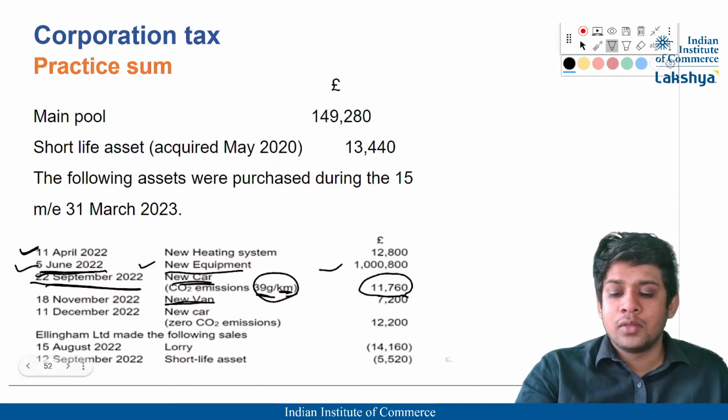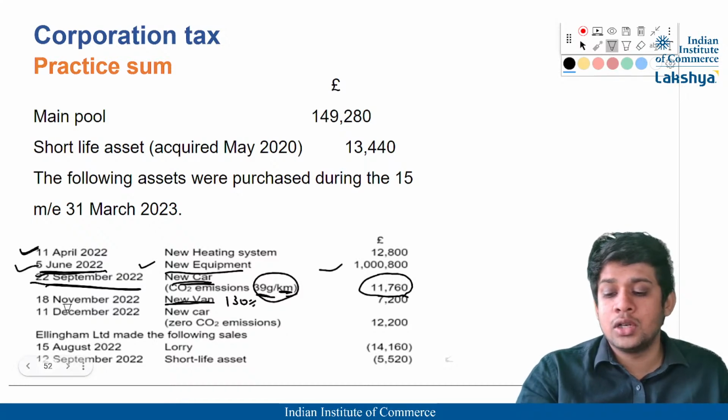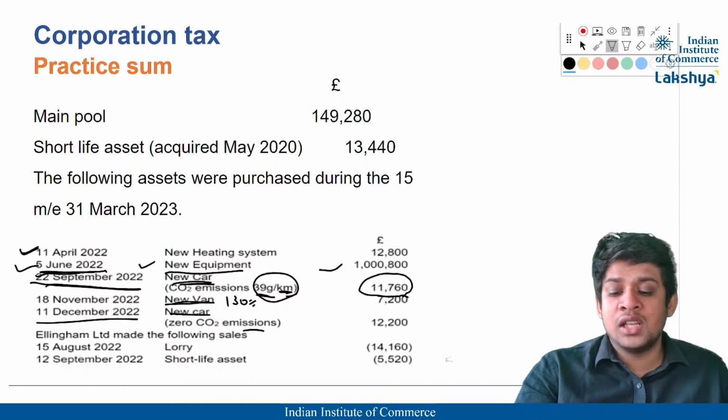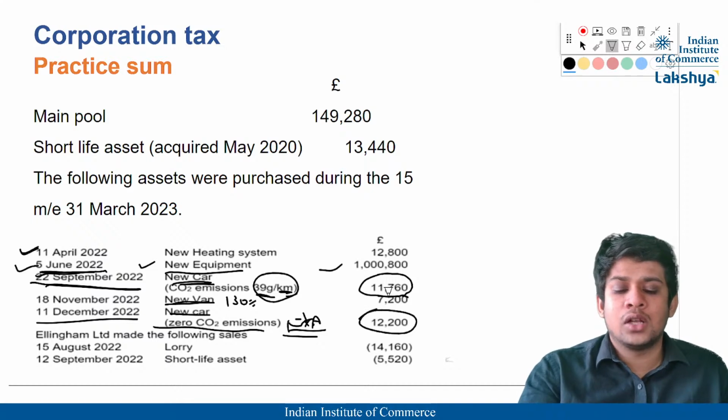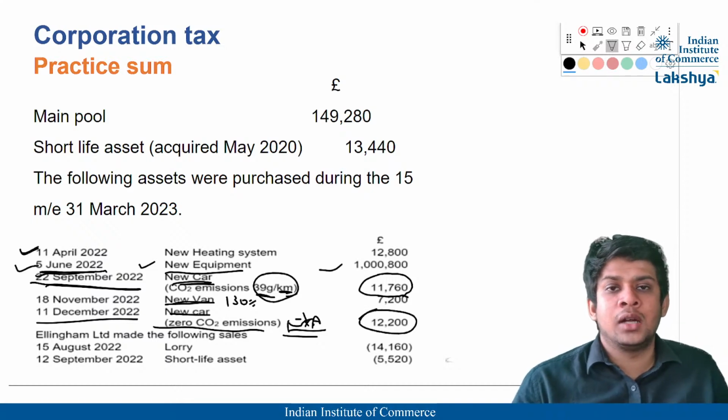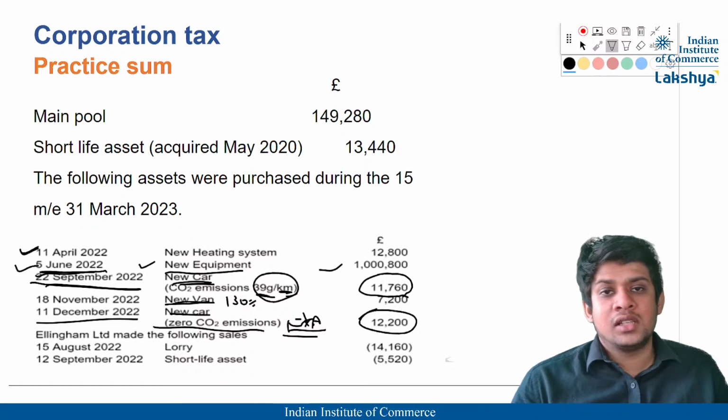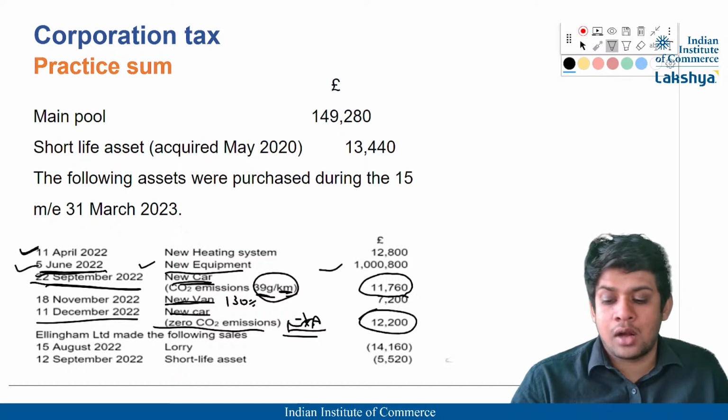There is a new van, right? New van is also your plant and machinery. So it will be considered at 130% super deduction. New car is purchased with zero CO2 emissions. You will get FYA total amount. There is no limit of FYA. 12,200 pounds totally will be eliminated by the allowance and there is nothing to be taxable on it. So nothing will go to your main pool regarding this car.